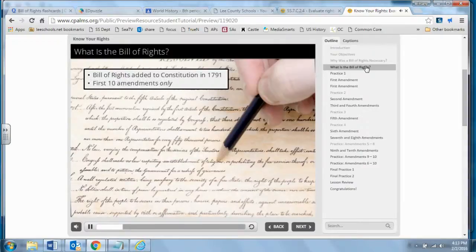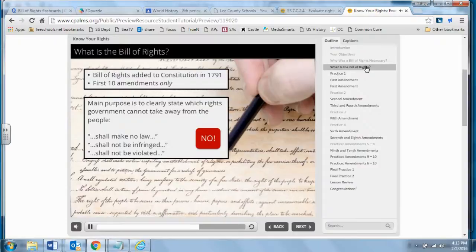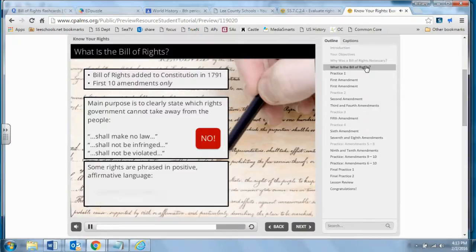The Bill of Rights consists of the first 10 constitutional amendments only. Its main purpose is to clearly state which rights the governments cannot take away from the people. Because of this, the amendments contain many phrases like "shall make no law," "shall not be infringed," and "shall not be violated" when discussing the people's rights. By stating which rights governments cannot take away, the Constitution explains what rights the people ultimately have. At the same time, some rights are expressed in positive language like "shall enjoy the right" and "shall be preserved." In these cases, the Constitution is stating affirmatively the rights guaranteed to all Americans.